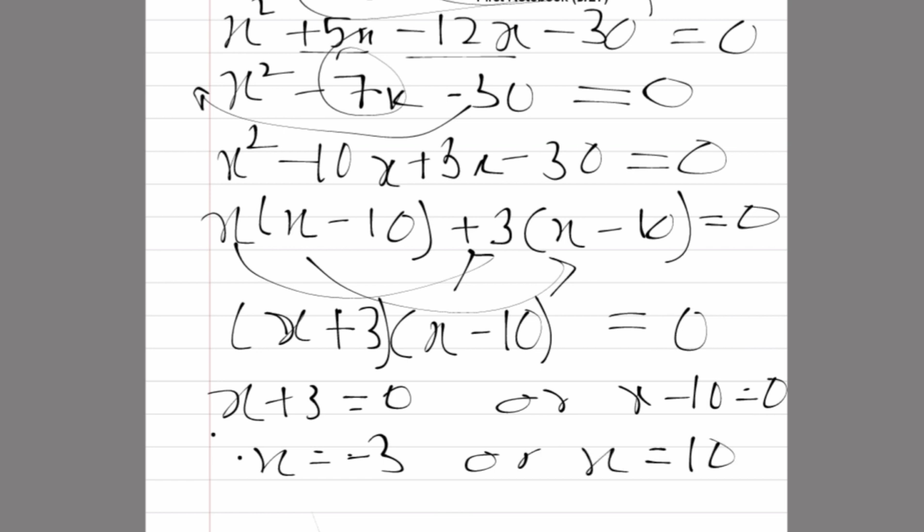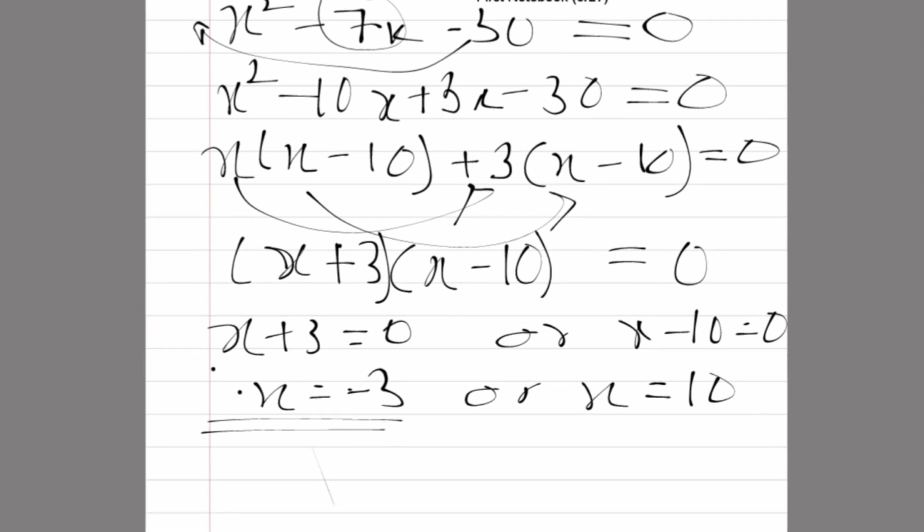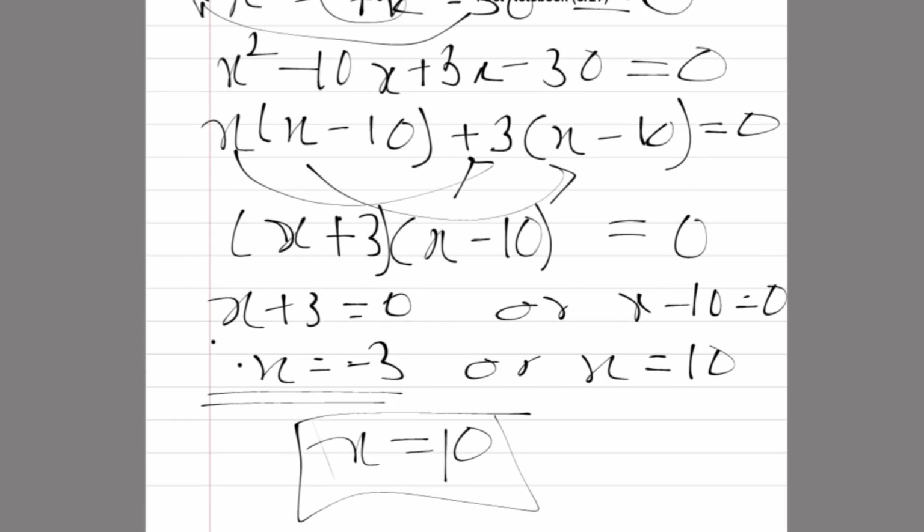Now x cannot be negative because we are finding the age of the person, right? So x cannot be negative, age cannot be negative. So therefore x is equal to 10. And we get Kishore's age as 10. Therefore Vivek's age will be 15 years, right?